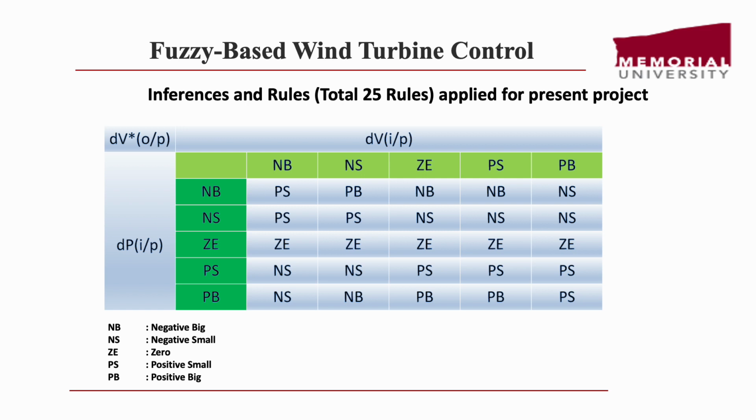Here we can see that we have implemented 25 rules and inferences. Inferences and rules of fuzzy logic are a definition or a logical if-then statement which we can implement in the fuzzy control. Here this logic has been created like: when dV is NB, that is negative big, and dP is negative big, then the output, that is dV, is positive small. Like that, a total of 25 rules are implemented in this fuzzy control.